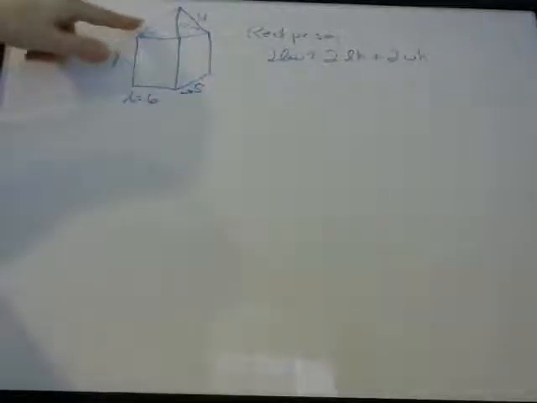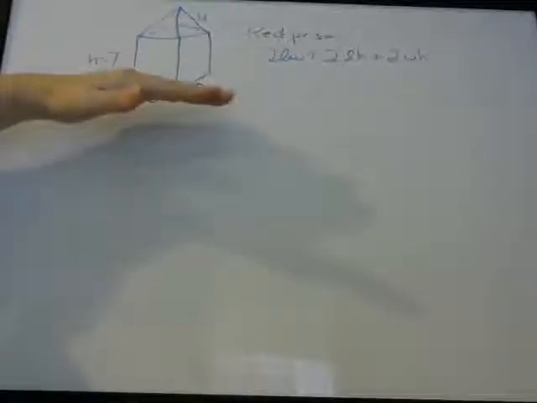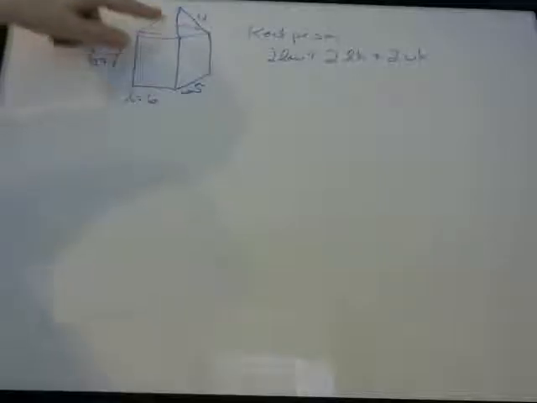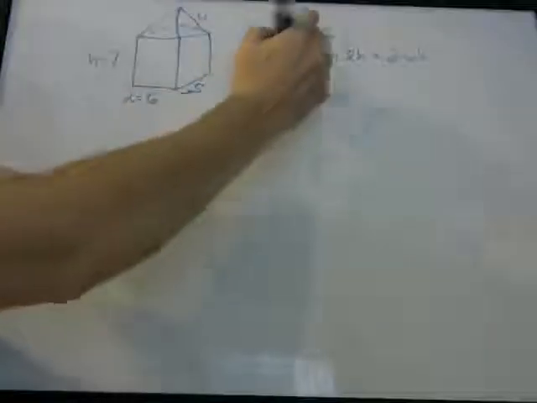But in this figure, in this composite figure, we don't need the top. We just need the area of the bottom. Because remember, we're not painting the top part because it's covered by this prism. But we do need the bottom. So we don't need 2 of these. We just need 1 of them. We need the area of the bottom, which is length times width.